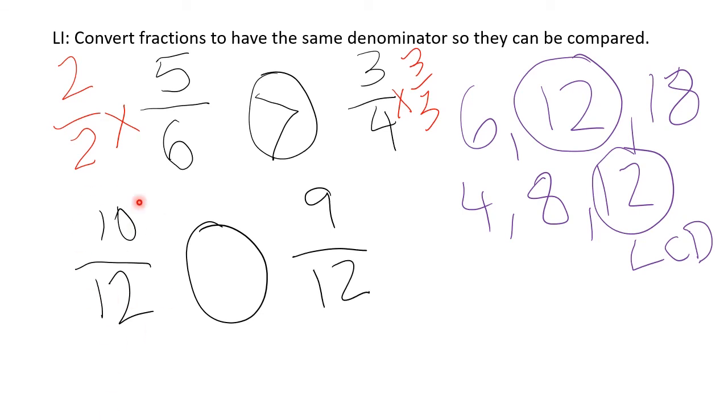10/12ths is bigger than 9/12ths, just like 5/6 was bigger than 3/4. So now that I've got them in the simplest form, this is the way to find the lowest common denominator. The answer with comparing was still the same.